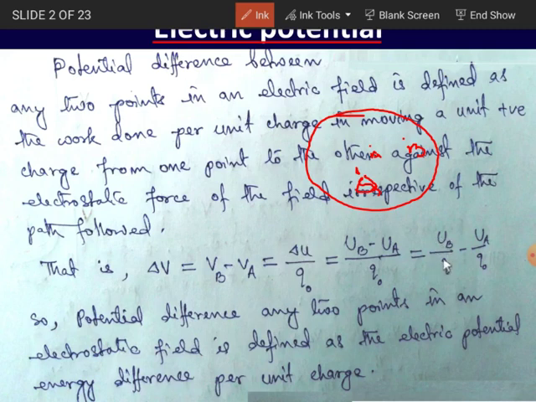So U_B divided by q naught is nothing but the potential energy per unit charge at the point B, minus the potential energy per unit charge at the point A. So we can also define this electric potential difference in terms of potential energy: electric potential energy per unit charge. So the potential difference between any two points in an electrostatic field is defined as the potential energy difference per unit charge. That is known as electric potential difference.